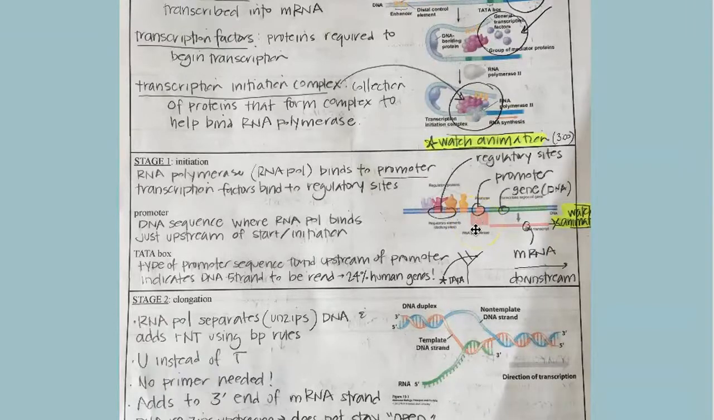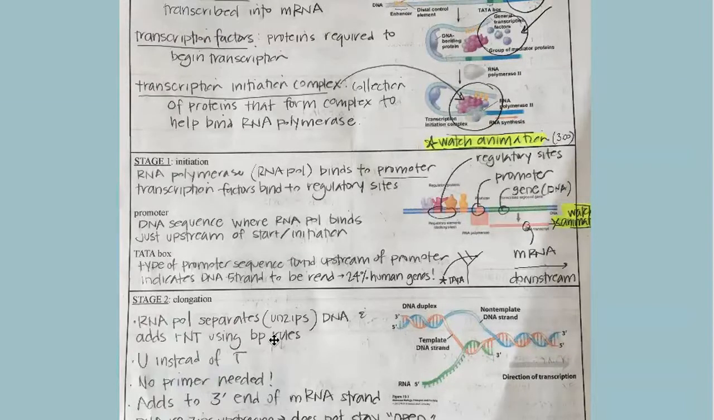Now, the second step is called elongation, and that's just the making of the messenger RNA. Now, RNA polymerase is needy because it needs the whole transcription initiation complex, but it's not as needy as DNA polymerase. RNA polymerase is going to unzip the DNA as it adds ribonucleotides, just using base pairing rules. So it doesn't need the helicase thing like DNA polymerase did. RNA polymerase is going to unzip as it adds.